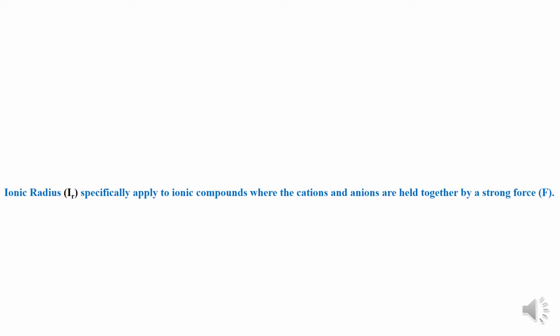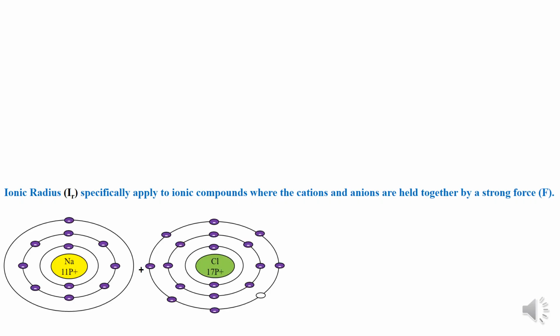Now moving on to the ionic radius. Ionic radius specifically applies to ionic compounds where the cations and anions are held together by a strong electrostatic force of attraction. So in ionic compounds, you find the positively charged cations and the negatively charged anions held together by strong coulombic force of attraction, resulting in an ionic bond. So let me explain the concept of ionic radius with respect to sodium atom and chlorine atom.